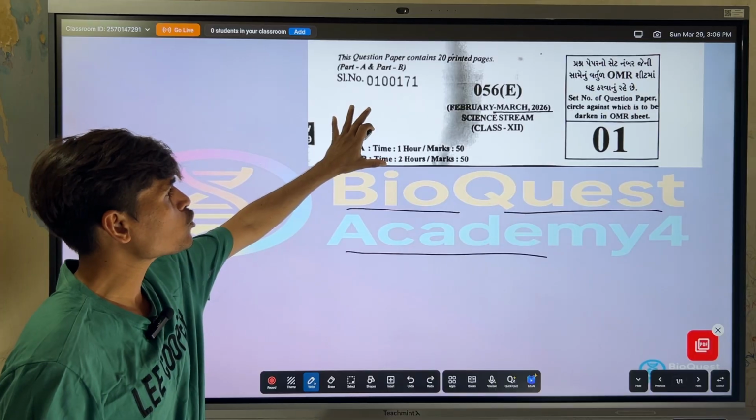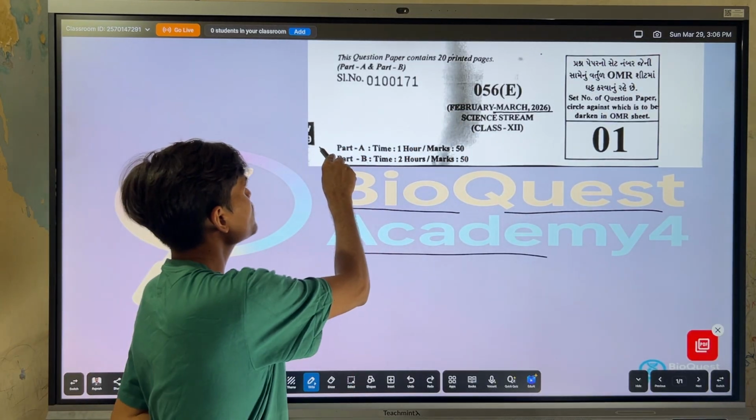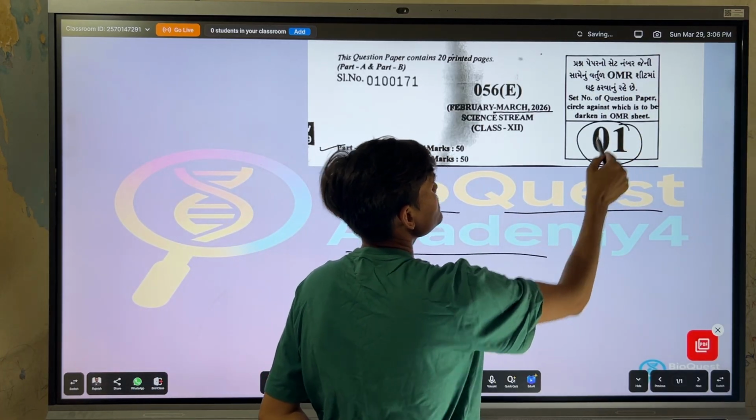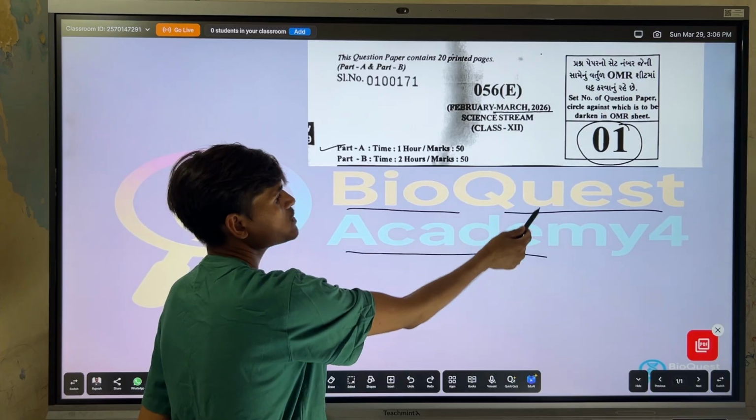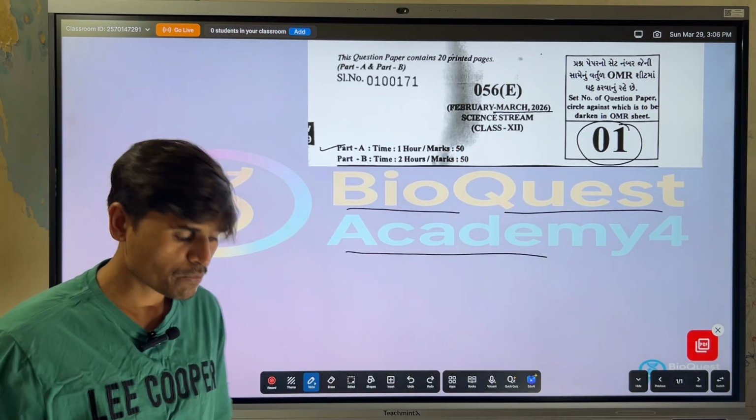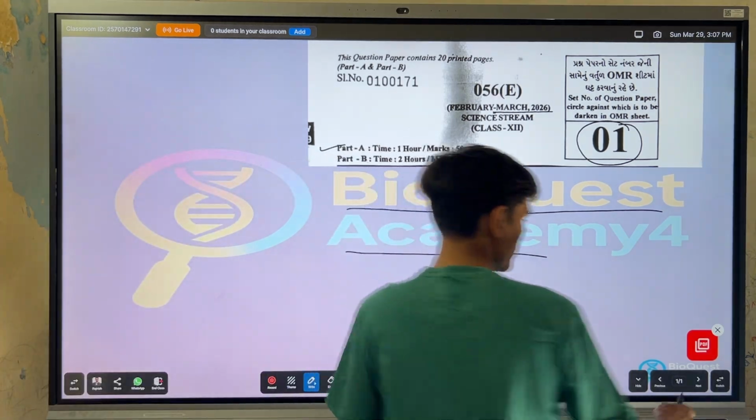Now we are going to solve today this paper of biology part A MCQ. This is paper set number 1. This is the paper from March 2026 biology paper. So let's begin.